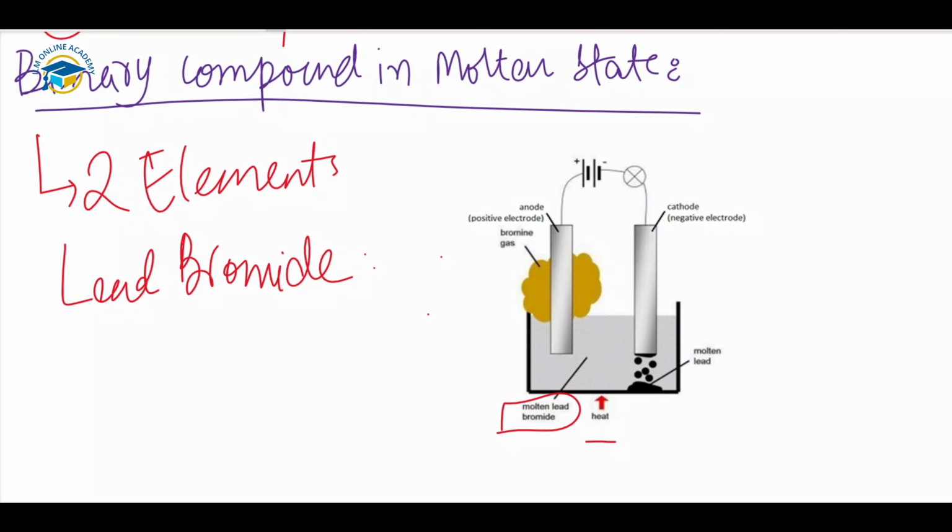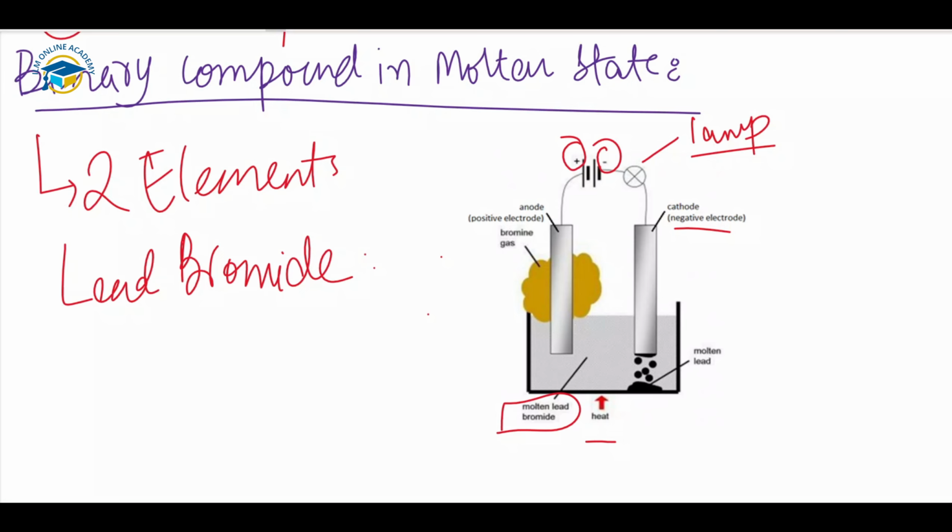We have a cathode and an anode. The anode is connected to the positive terminal of the battery and the cathode is connected to the negative terminal of the battery. The cathode is the negative electrode and the anode is the positive electrode. This is the lamp. When electricity is passed through the wires, the lamp will turn on once the lead bromide is molten. So this is the electrolytic cell showing the electrolysis of lead bromide, a binary compound in the molten form.